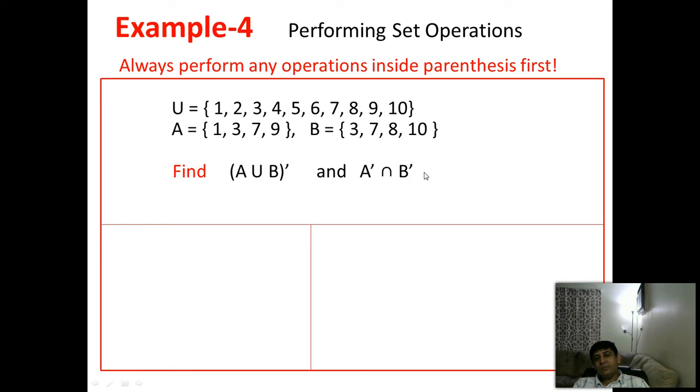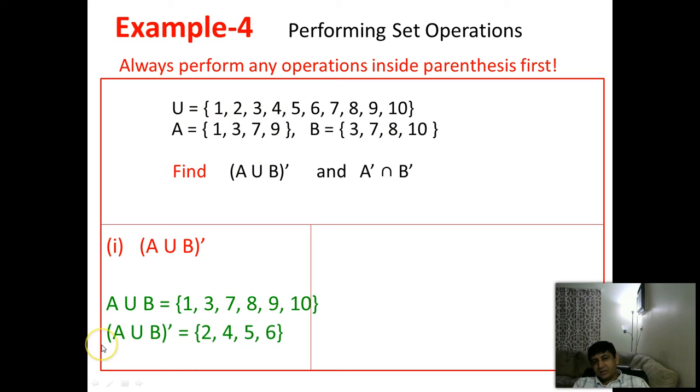So let's do them one by one. To find (A union B) complement, first find A union B, which is combining these two. It is 1, 3, 7, 8, 9, 10. Now you want to find the complement of this. That means exclude these from the universal set and the remaining will be your answer. So the complement comes out to be 2, 4, 5, 6. Okay, done with the first part here.